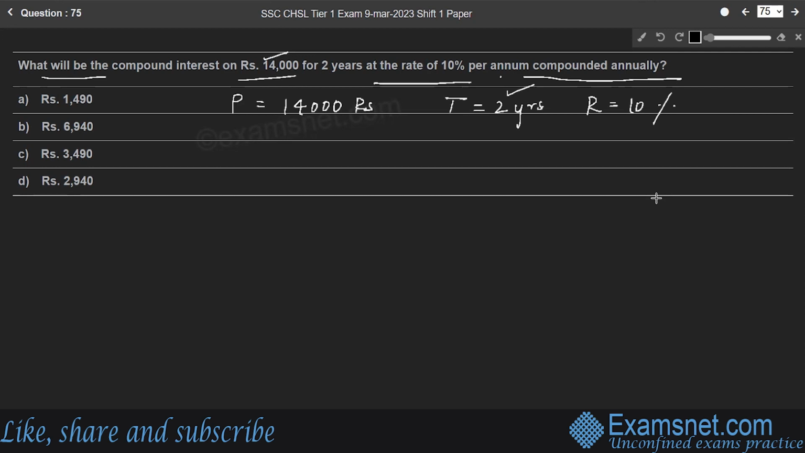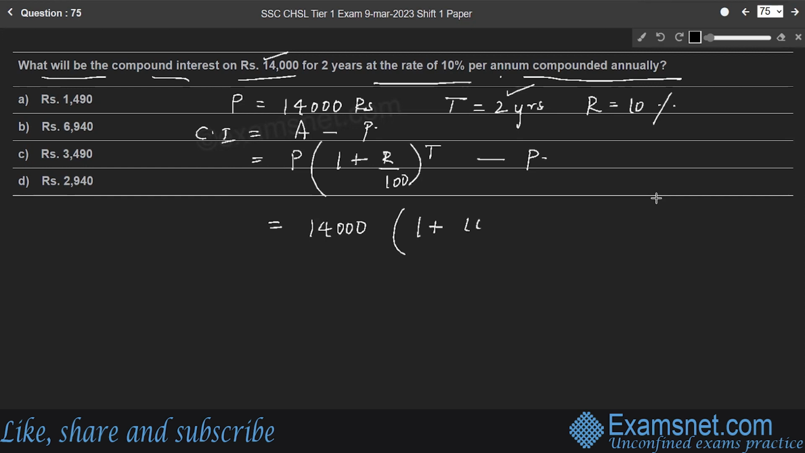Right? So, therefore, here we need compound interest. Compound interest formula is amount minus principal, where A is amount. So, what is the formula for amount? It is principal into 1 plus rate by 100 to the power of time period, minus principal, right? Therefore, P is 14,000. We'll take P as common here, right? So 14,000 into 1 plus rate, 10%, by 100 to the power of time period, which is 2, right? Minus 14,000.